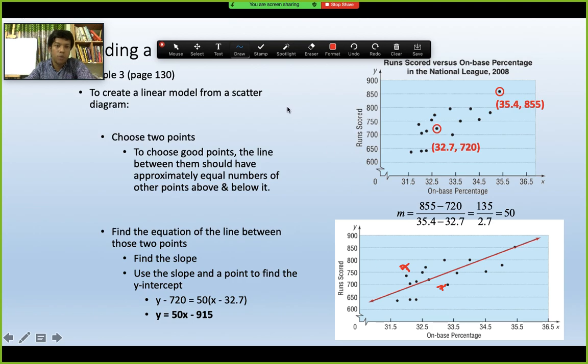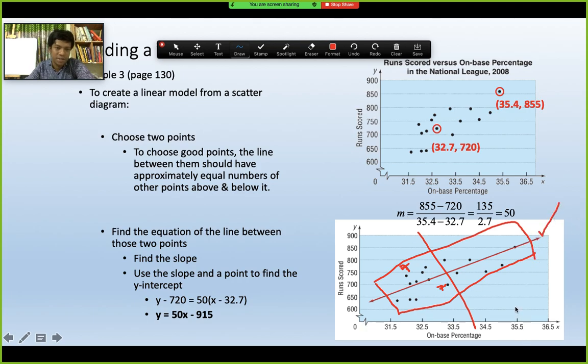Now let me show you one very awkward mistake that people sometimes make. Suppose you draw a line like this. Maybe this line will have an equal number of points on this side and that side, but this will not be your best fit line, because this is not following the general shape of the data. The general shape of the data is along this way, so your line has to be along that way.